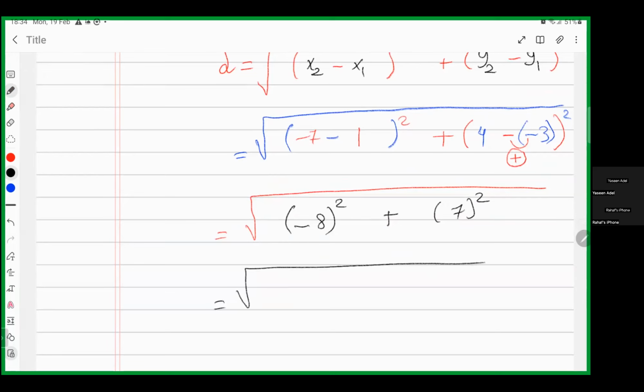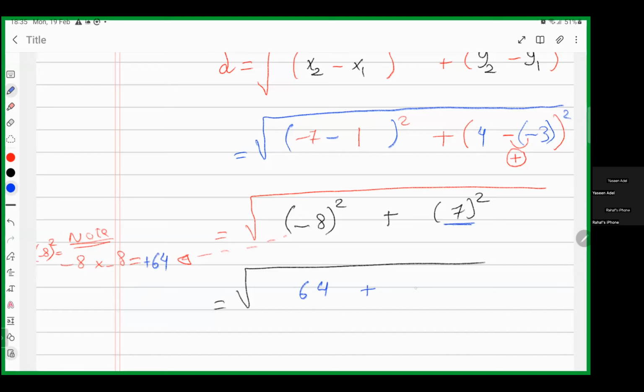Square root. What is 8 power 2? 16? Step by step, let's do this together on the side. What is negative 8 times negative 8? 64. This is the same as negative 8 squared, correct? Yes. Multiply, Yasin. Negative times negative is positive. 8 times 8 is 64. So here is 64 plus.